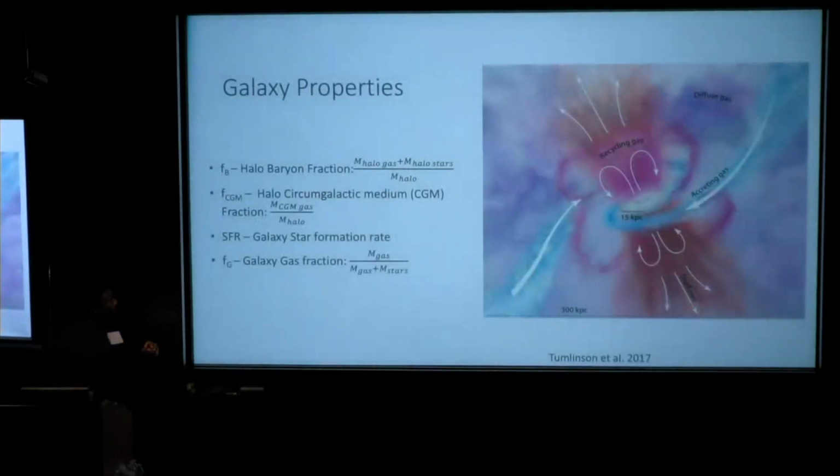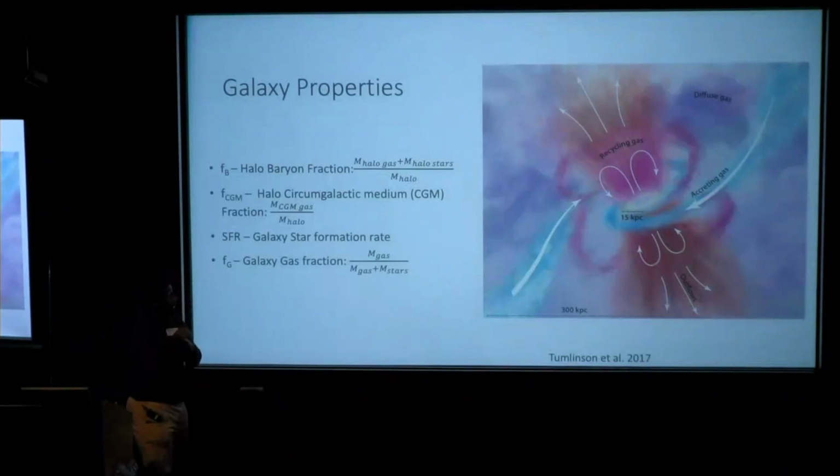And then to analyze impact of environment, we've pinned down 4 galaxy and halo properties to use. The halo properties are halo baryon fraction and halo CGM fraction, or circumgalactic medium fraction. Just adding up the baryons divided by the halo mass and the mass of CGM gas divided by halo mass respectively. And then our galaxy properties are galaxy star formation rate and galaxy gas fraction. And galaxy gas fraction here is defined as mass of gas within the half stellar mass radius divided by the mass of gas plus stars within the half stellar mass radius.